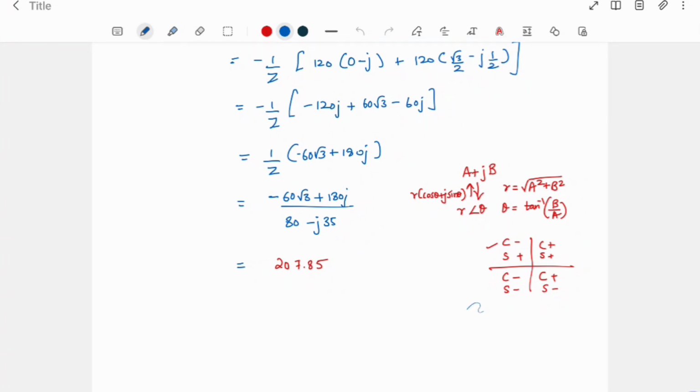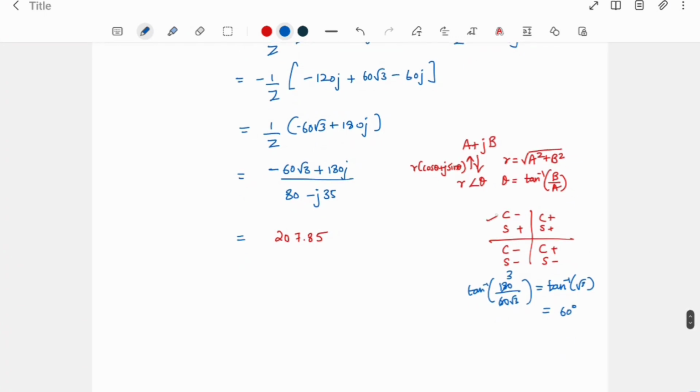So now let us try to find the value. So tan inverse of 180 divided by 60 root 3. So this is 3 times, and this is nothing but tan inverse of root 3. Tan inverse of root 3 is 60 degree, right? But it should be in my second quadrant. If you remember, tan theta is equal to tan of 180 minus theta. So this angle I can write it as 120 degree. So this is angle 120 degree.